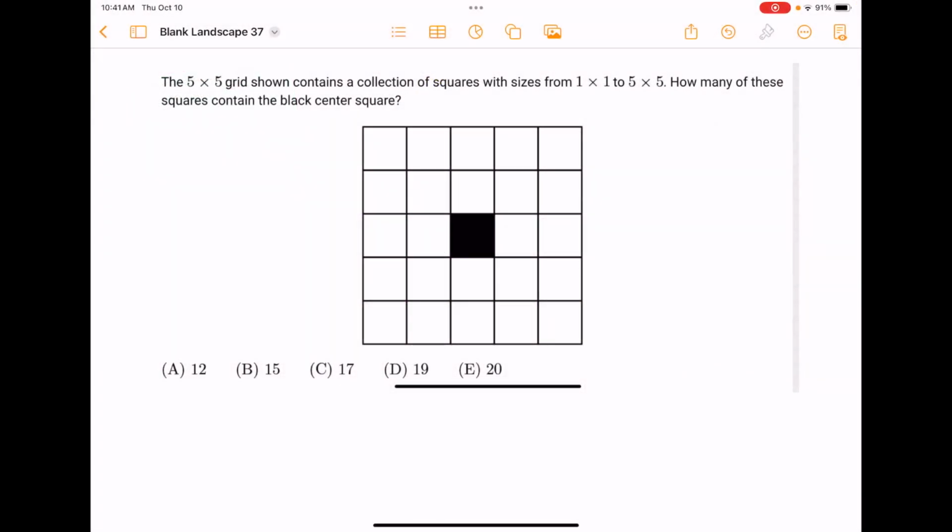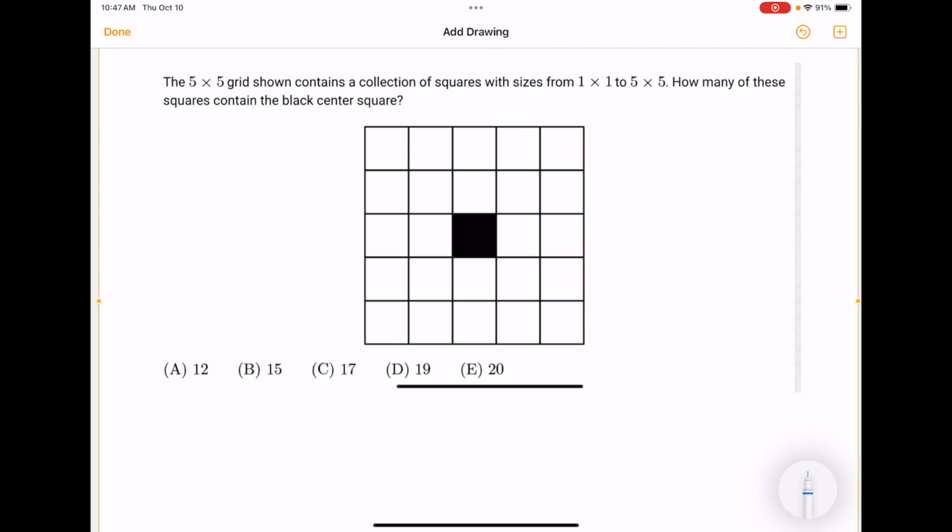The problem states: the 5 times 5 grid shown contains a collection of squares with sizes from 1 times 1 to 5 times 5. How many of these squares contain the black center square? Essentially, we're trying to find how many squares contain the black square. We can divide this up because there are only so many different sorts of squares that we can count. First we can start off with the 1 by 1 squares.